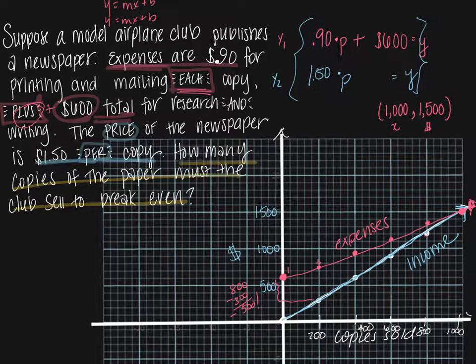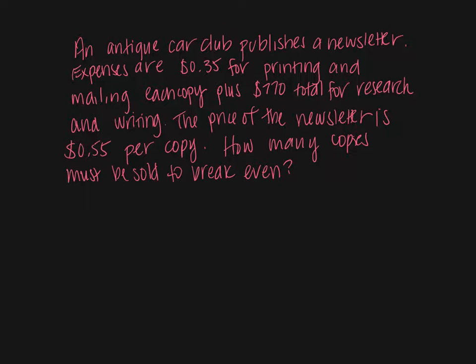Okay, I'm going to give you a similar one that I want you to graph. You have another equation just like the one we just did. I need you to write your equations. You want to write them in y equals mx plus b form, and I want you to have your system written. You may graph it and then tell me how many copies must be sold to break even.